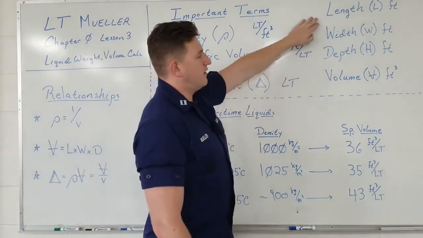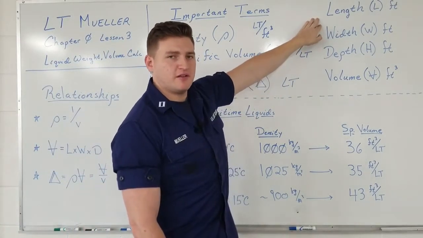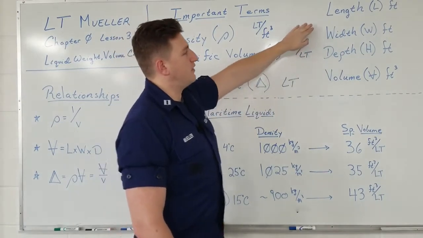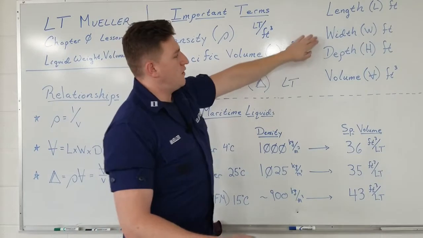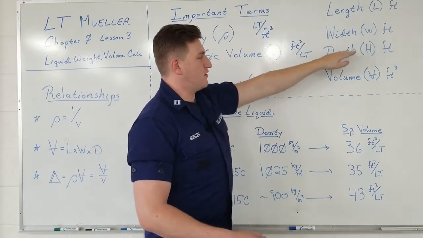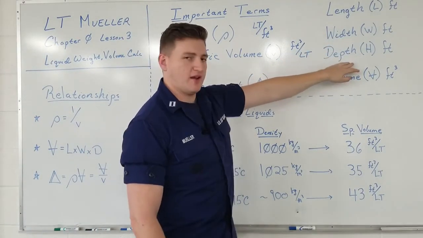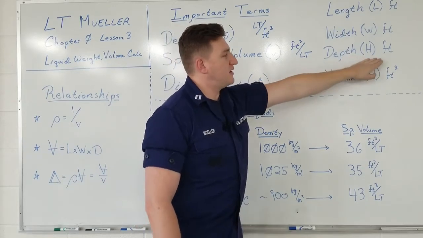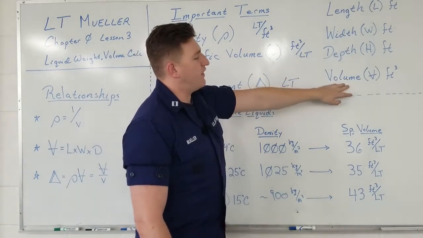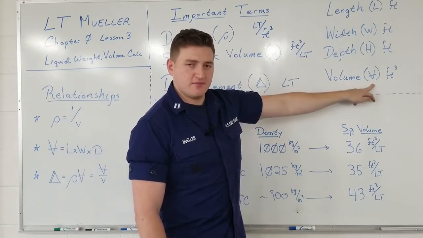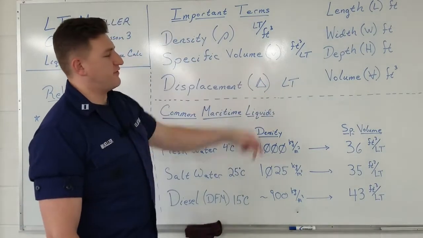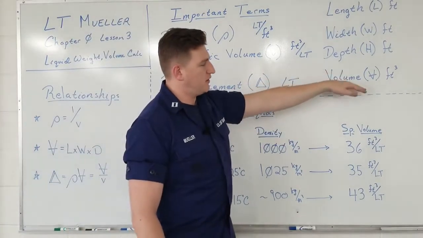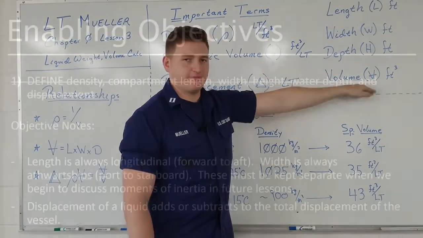Now over here on the right, we have four terms which everyone should be relatively familiar with already. We have length, L, which is denoted in linear feet, width, W, which is linear feet, depth, or height if you like to call it, which is H in linear feet, and then we have volume, which has a symbol of this capital V. However, to differentiate it from the lowercase v for specific volume, I've put this horizontal bar in the middle, and this is measured in cubic feet.